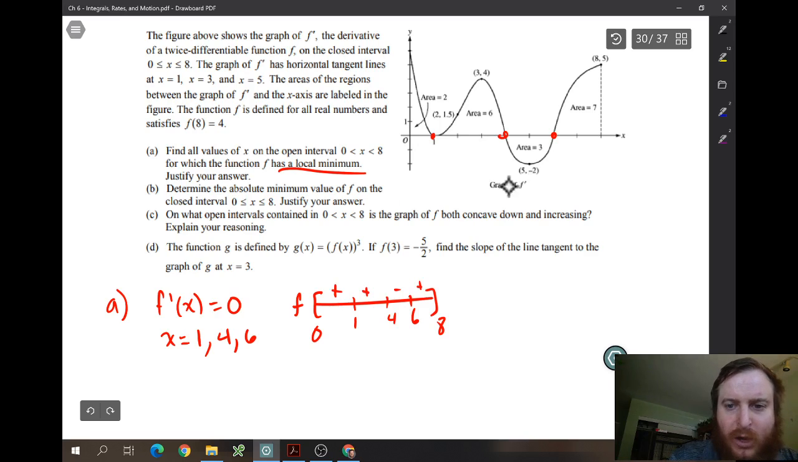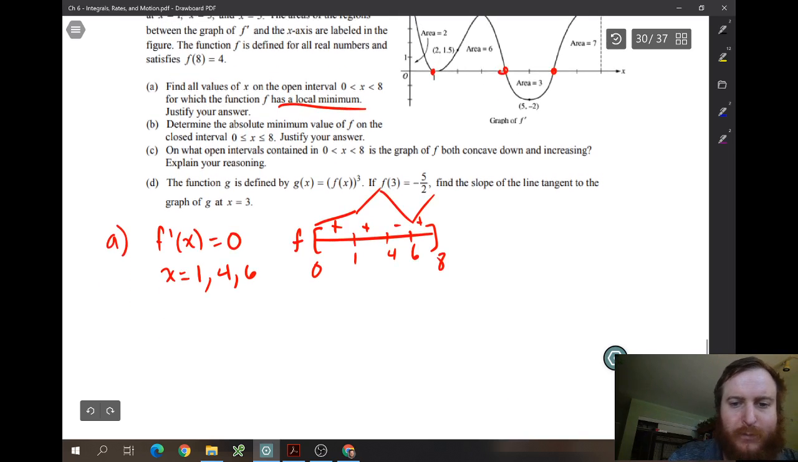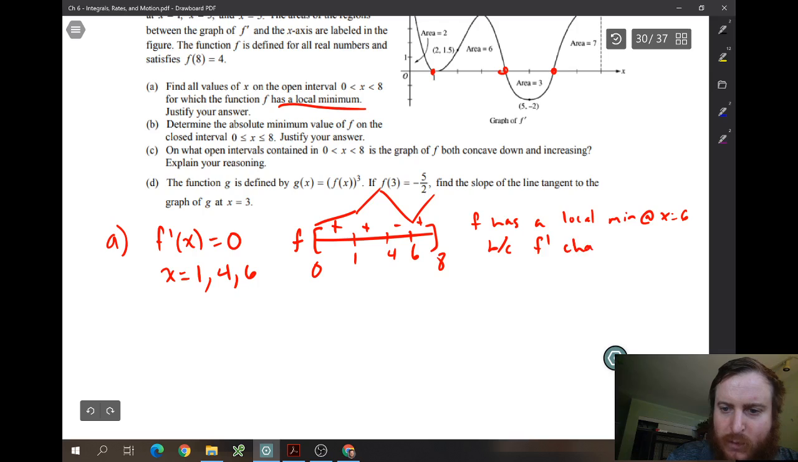We're doing it this way because it's already the graph of f prime. So increasing, increasing, decreasing, increasing. So the only minimum is at 6. So we'd say f has a local min at x equals 6 because f prime changes from negative to positive at x equals 6, or at that point.